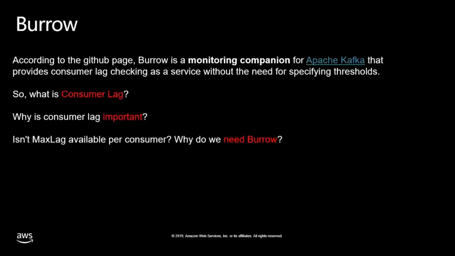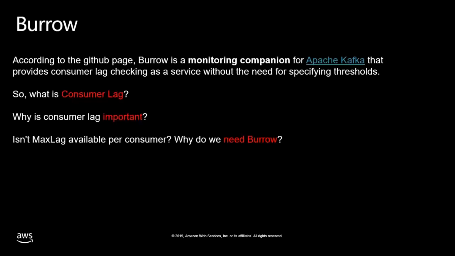All right, so let's talk about Burrow. So what is Burrow? According to the GitHub page, Burrow is a monitoring companion for Apache Kafka that provides consumer lag checking as a service without the need for specifying thresholds. So what is consumer lag? Consumer lag is a difference in offset between the producer head offset, which is the offset of the most recent message received by the broker of the primary partition, and the committed consumer offset. It essentially denotes how far behind a consumer or consumer group is in reading messages from a topic or topics.